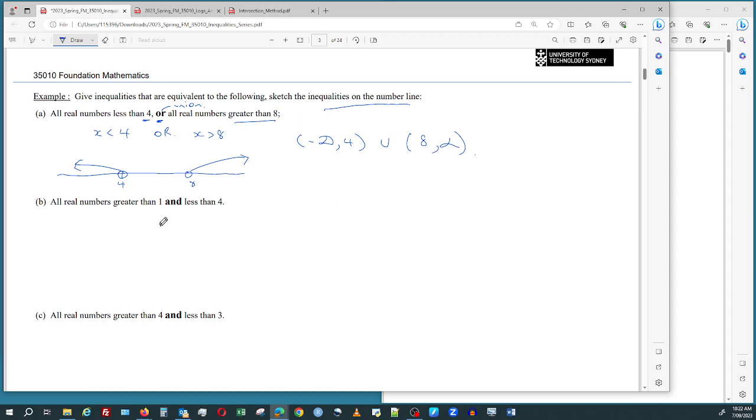All right, so all the numbers greater than 1 and, this time, less than 4. So we'll put an "and" in. This one is intersection. Intersection. Okay, and the way that we develop that is that we'll do our number line first. So we've got 1 and 4. So x is greater than 1, so off you go, and x is less than 4, off you go.